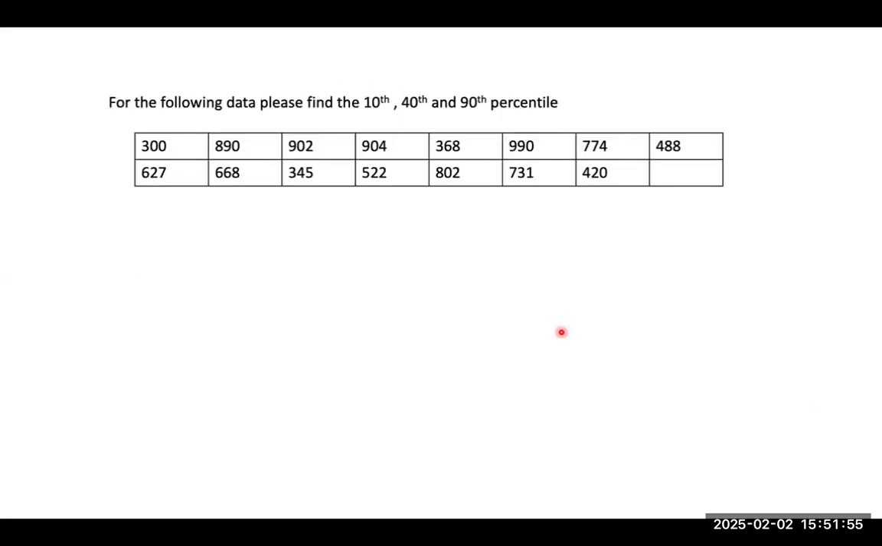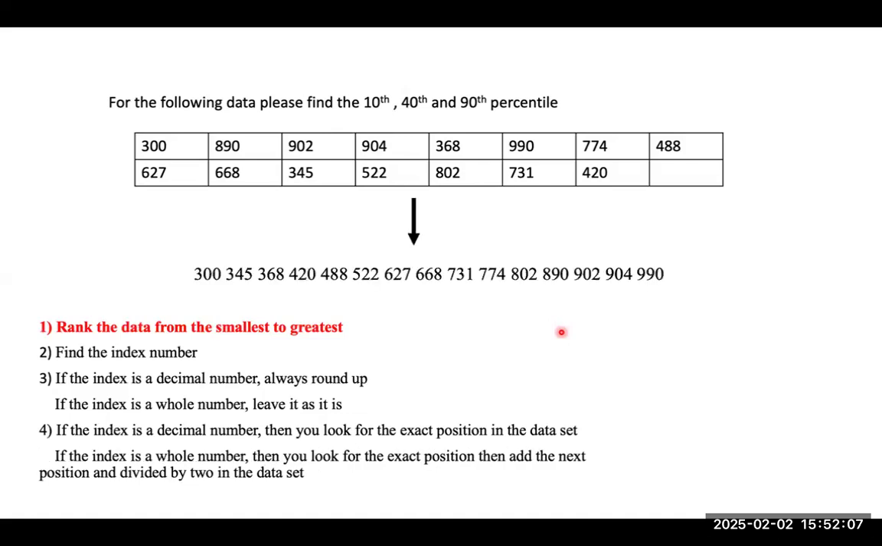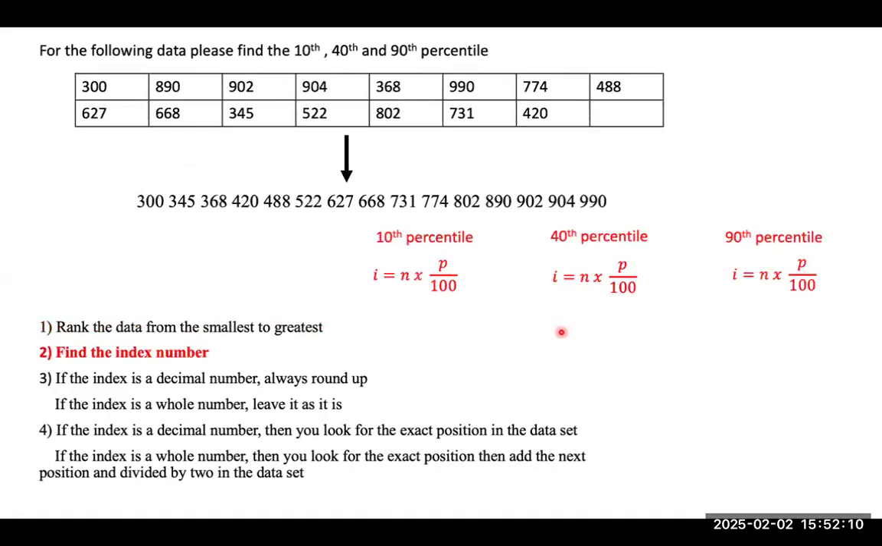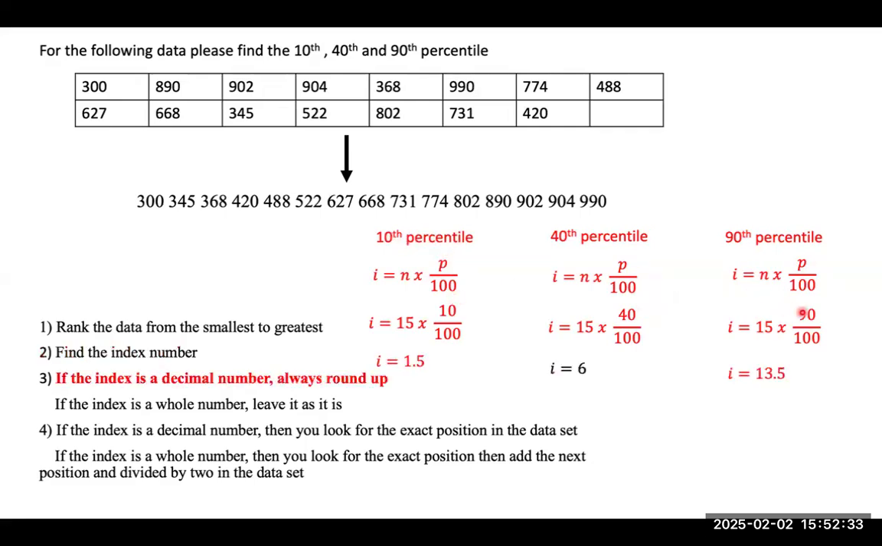Let's do an example. In this data set, we need to find 10th, 40th, and 90th percentile. So first, we rank the data from the smallest to the greatest. Second, we find the index number, and we can write down the equation first. So we need to do it 3 times because we need to find the 10th, 40th, and 90th percentile. We know that there are 15 items in a data set, so N would be 15. And for the P, it will be the respective percentile, so 10, 40, and 90. We pop it into the calculator, we get 1.5, 6, and 13.5.